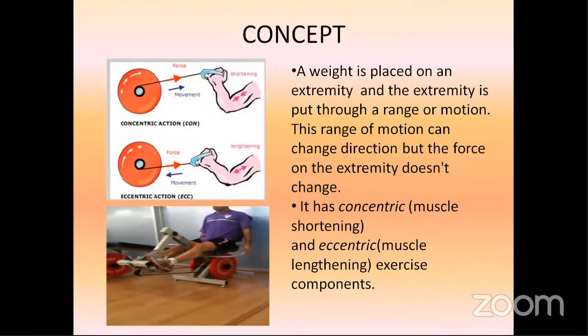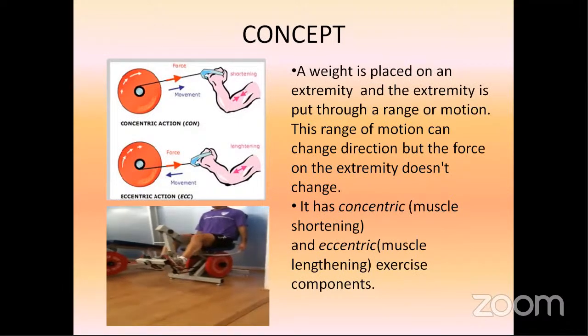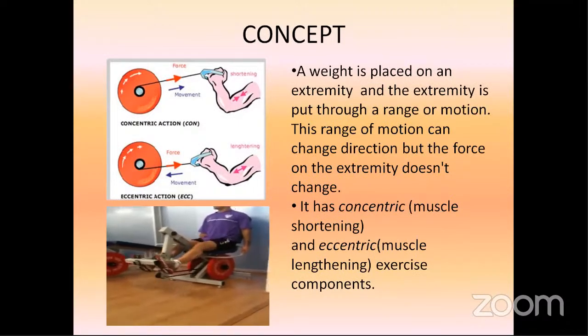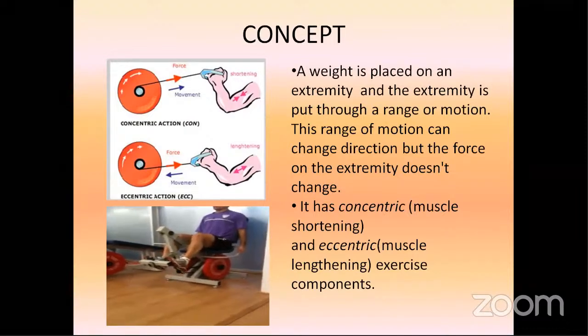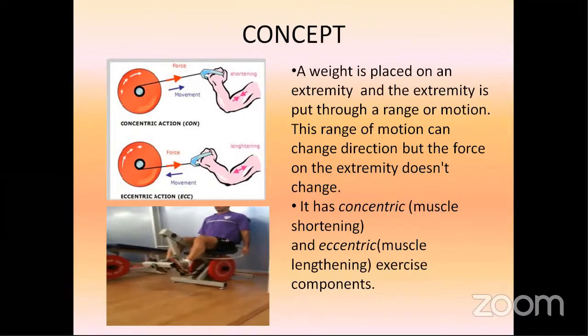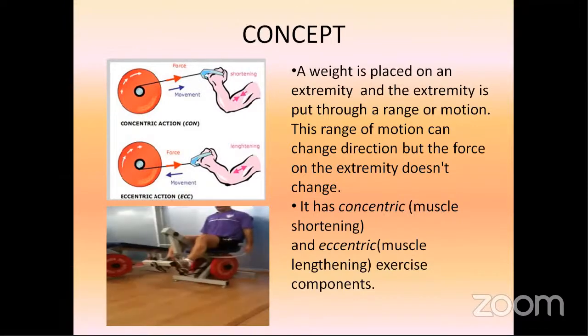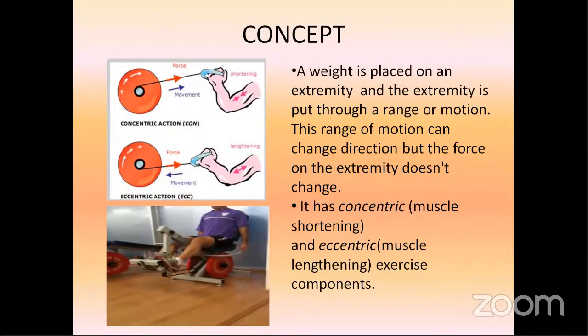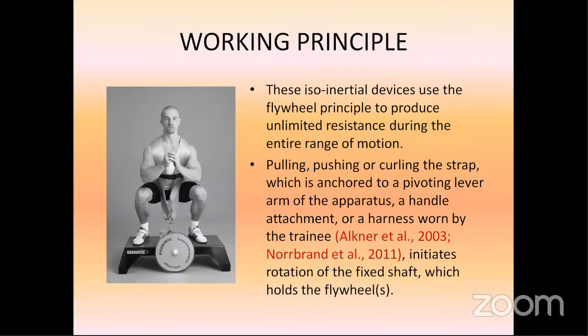Coming to the basic concept of iso-inertial exercise: if a weight is placed on an extremity and the extremity is put through a range of motion, the direction of the range of motion can be changed, but the force on the extremity doesn't change. According to that, there are two components, concentric and eccentric components.